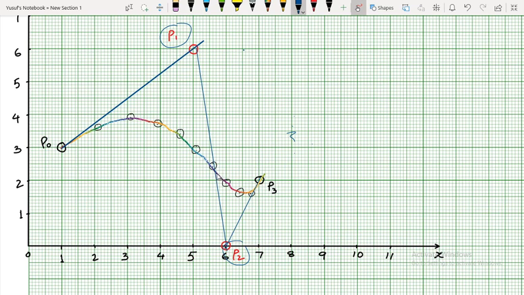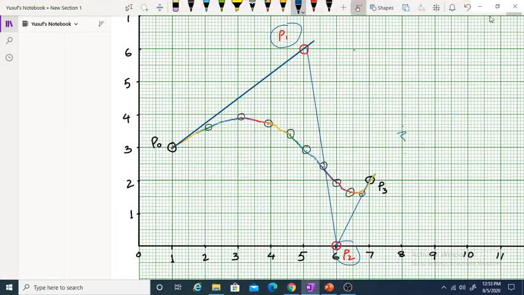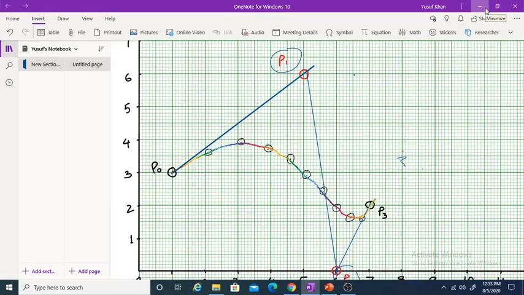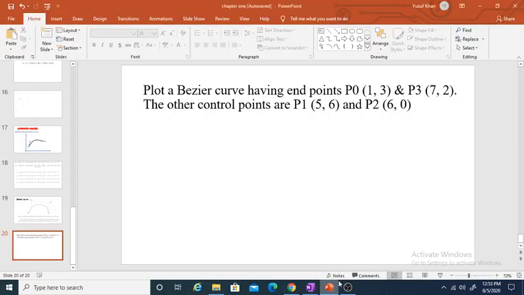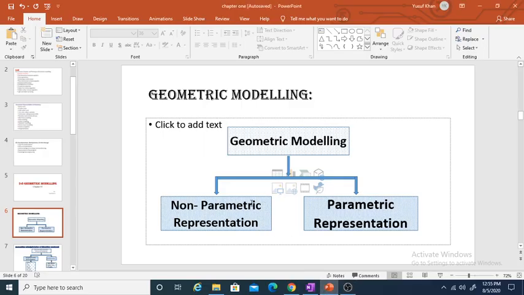So, okay, here we'll conclude the first chapter, the 2D geometric modeling. Only one part is remaining, that is the difference between the parametric form and non-parametric form. So only one part was remaining, that is the difference between parametric and non-parametric.